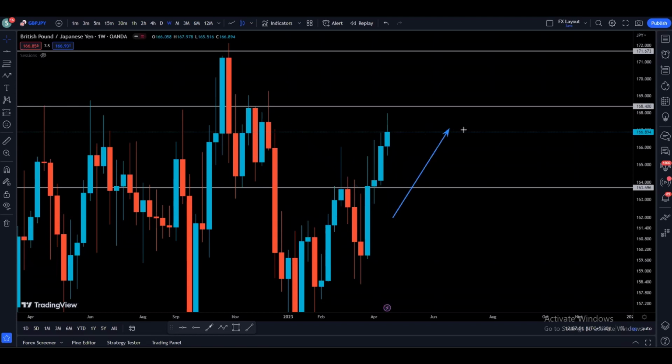So now it will be great if the price can come down to this recent broken zone area and then find some kind of support in this area.